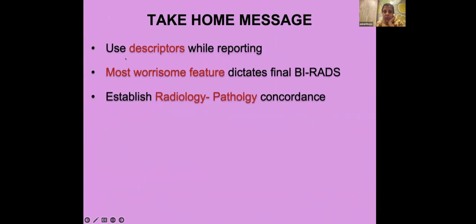So with that, my take-home message: please use all descriptors while reporting. Then associated features, talk about calcification, and always look out for the most worrisome feature, and that will dictate the final BIRADS. And always, if you send a lesion to biopsy, you have to look for the result. You have to tell the pathologist to communicate it to you, and you have to establish rad-path, or radiology-pathology, concordance for every biopsy that we do. It's the duty of the radiologist as much as it is of the clinician.